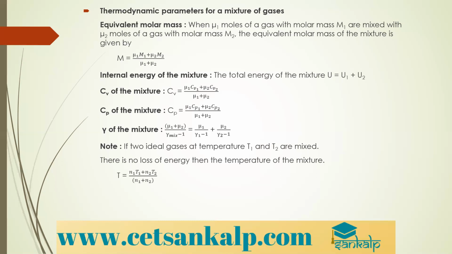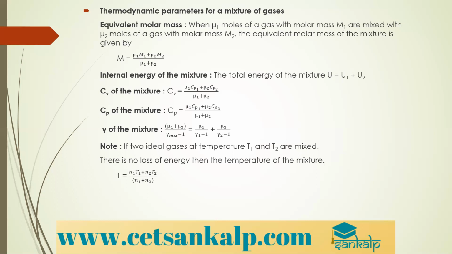Next, the adiabatic constant gamma is given by mu1 plus mu2 divided by gamma minus 1. So gamma for a mixture, I can simplify and write: if two gases are there, then it is given by mu1 divided by gamma1 minus 1 plus mu2 divided by gamma2 minus 1.